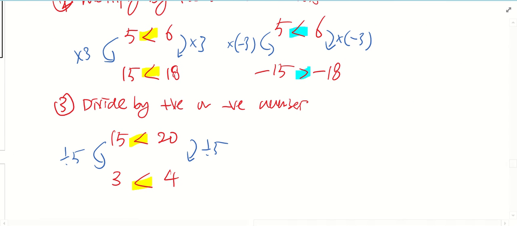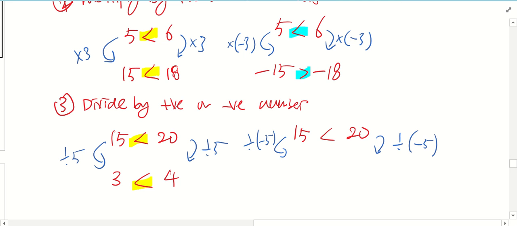But what if we divide by a negative number? 15 is less than 20. I'm going to divide by negative 5 on both sides. What will happen? On the left hand side you have negative 3, and on the right hand side you have negative 4. You see the same phenomenon appears: negative 3 is bigger than negative 4. So there is a change in the inequality sign.